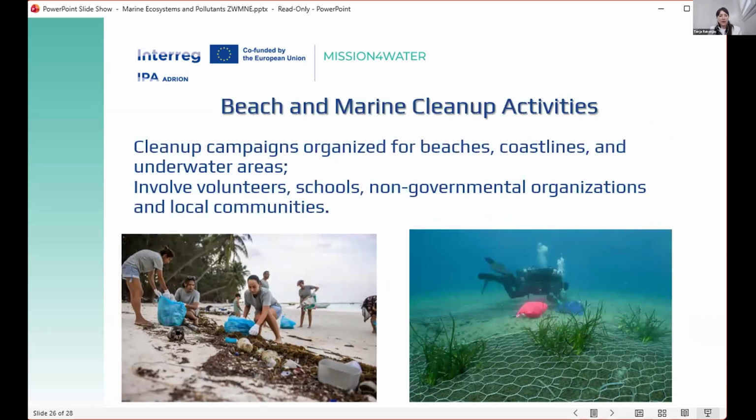And what is also good to keep in mind: beach and marine cleanup activities. In many countries, also in Montenegro, cleanup campaigns are organized for beaches, coastlines, underwater areas, rivers, and similar. These activities involve not just volunteers, but schools, non-governmental organizations, businesses, and local communities. In addition to removing waste, such initiatives raise public awareness about pollution and encourage more responsible behavior from participants. These examples show that marine protection is possible through international cooperation, education, and active citizen participation.